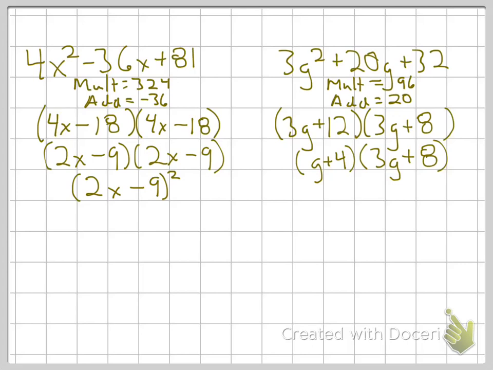It's good at that point, go back, just make sure the outside value seems to fit. 3g gives me 3g squared. 4 and 8 would give me 32. It's like here, 2x and 2x gives me 4. Negative 9 gives me positive 81. Just making sure things were cleaned up correctly. Now the last one I want to go through is there.